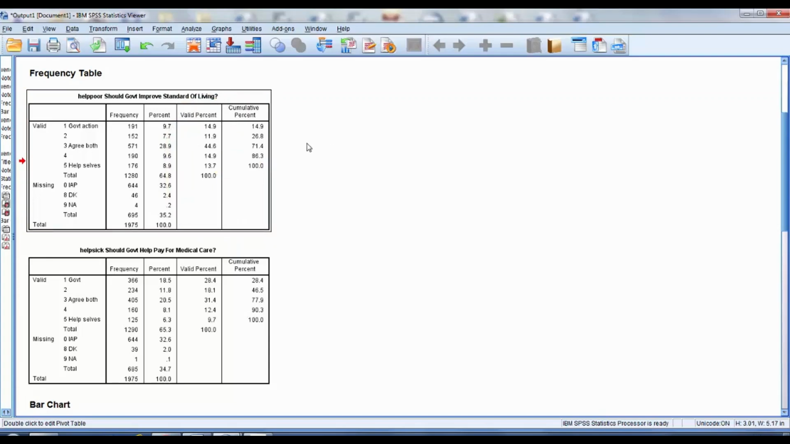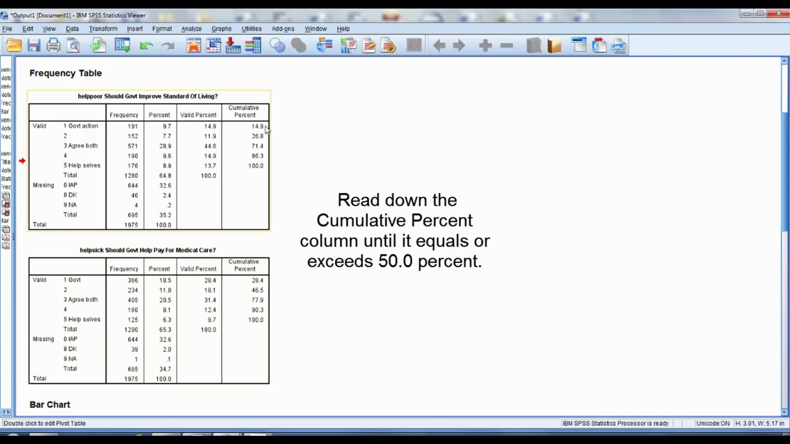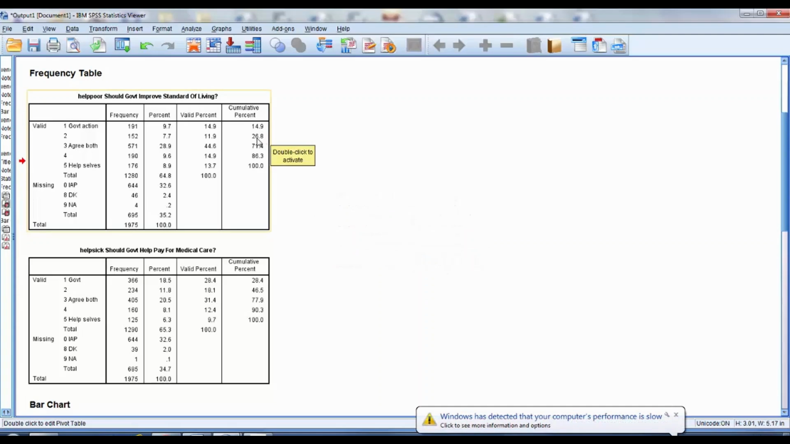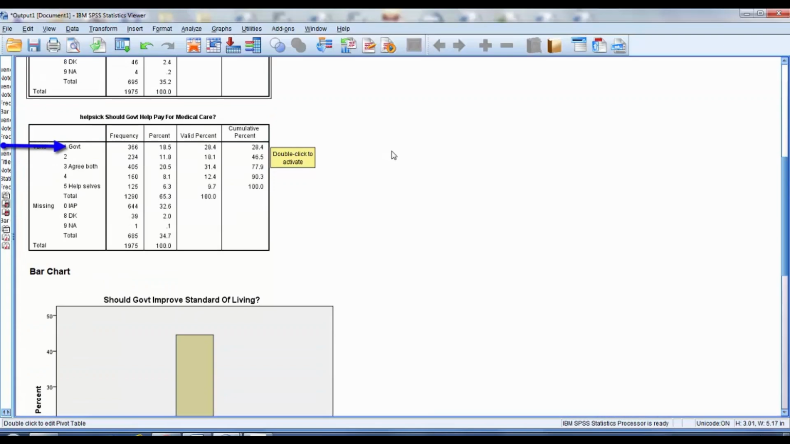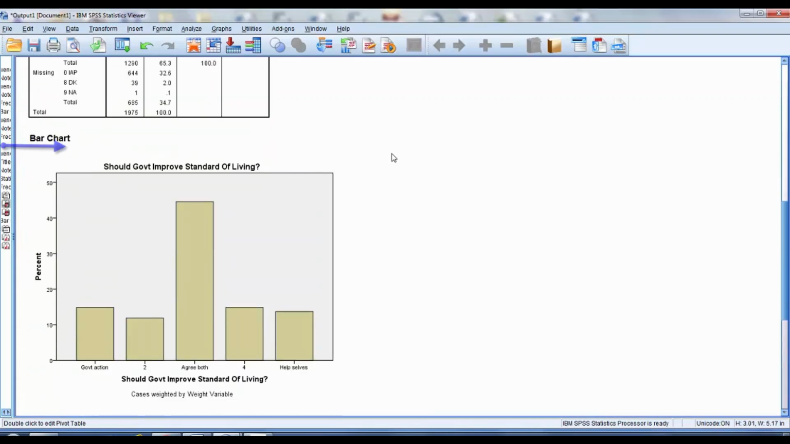It's also the median. How do we find the median? Go to cumulative percent and find the cumulative percentage at the point it hits or exceeds 50%. So government action's not the median, 14.9. It accumulates to 26.8. We still aren't to 50%. And then here, 71.4% fall within the category of agree with both or code 2 or code 1 government action. So the median must lie within the category of agree with both. And just again to reinforce, that's what the variable looks like. Very clear.